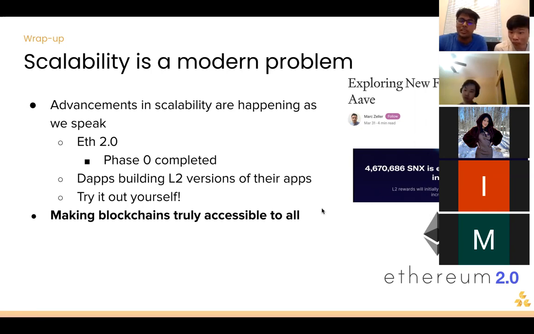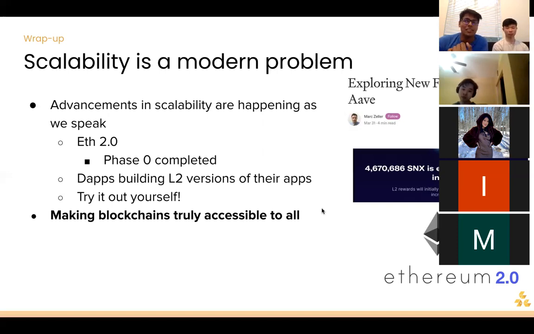So just a few names here: Aave is working on a side chain. Synthetix is on an L2, I think they're on Optimism itself. And of course, there's Ethereum 2.0. And of course, I've mentioned Uniswap as well. So these advances in scalability are things you can try out right now. And I think that's the most important part of the scalability lecture and the motivation for scalability here.